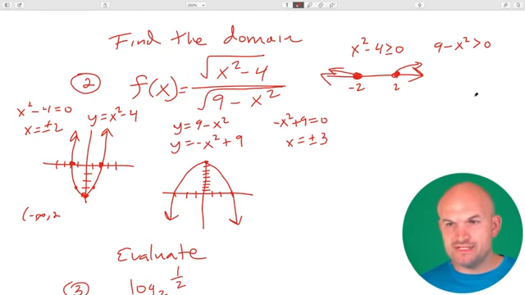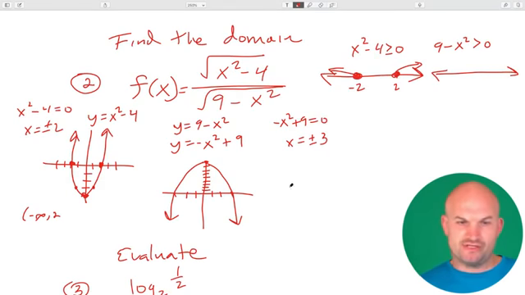Now, if I do that with my 9 minus x squared, I say, well, when is that greater than 0? That's greater than 0 for any number to the right of negative 3 and to the left of positive 3. So that one's going to look like, let's see, here's negative 3. Here's positive 3. But again, those are open circles, and it's all values in between, right?